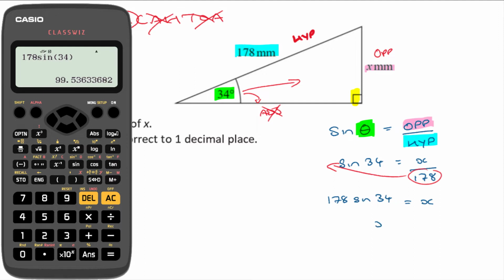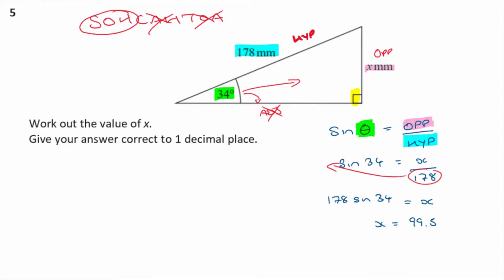X then is 99.5 millimeters. Now before I rush off, I'm just going to think about whether or not that answer looks sensible. So if I put x up here where it belongs, does that look about right?